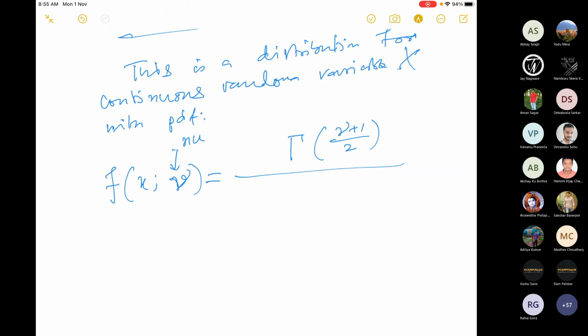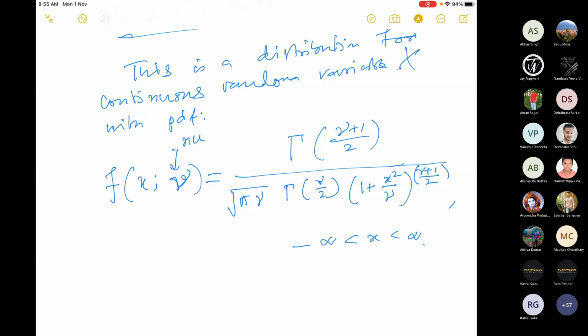Over 2. Then here it is pi times nu, then gamma of nu by 2, and this is 1 plus x square by nu, to the power (nu plus 1) by 2. This is the entire thing to the power, and this is defined when x could be anything, and nu is the parameter which is bigger than 0.